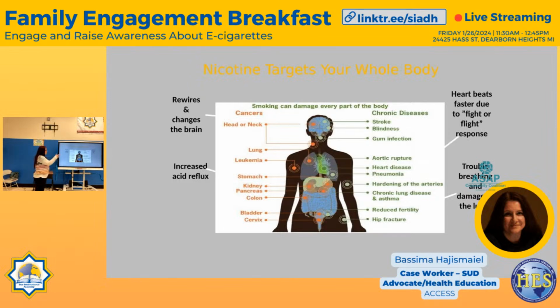It rewires the brain. Your heart beats fast, okay? Your fight or flight. Trouble breathing, damage of the lungs, increased reflexes. It can affect your body in so many different ways. And even stress. Stress is very high with nicotine, especially in youth. It affects it in many ways. Anxiety, high levels of anxiety, memory loss, problem solving, getting upset or mad, mood swings.